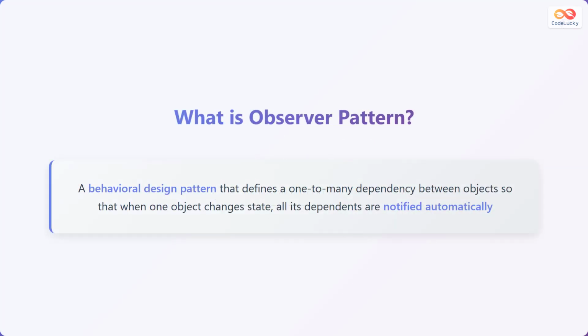So, what exactly is the observer pattern? It's a behavioral design pattern that defines a one-to-many dependency between objects. Imagine one object, the subject, whose state changes. The observer pattern ensures that all its dependents, known as observers, are notified automatically. This allows for a loosely coupled system where objects can interact without needing to know too much about each other.